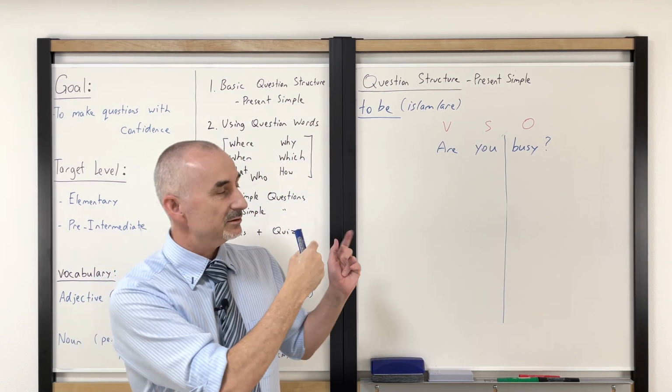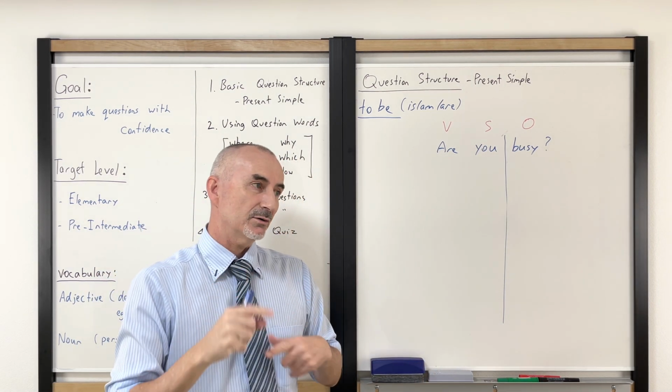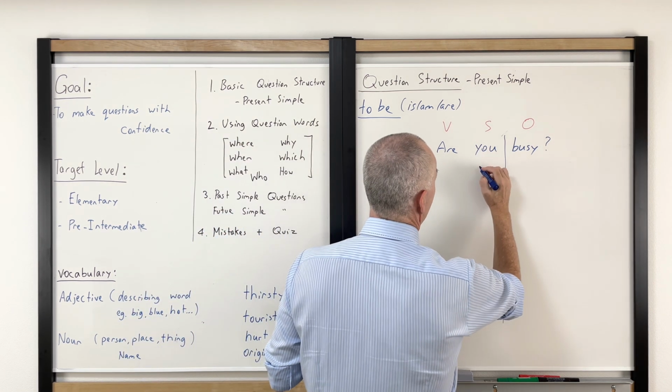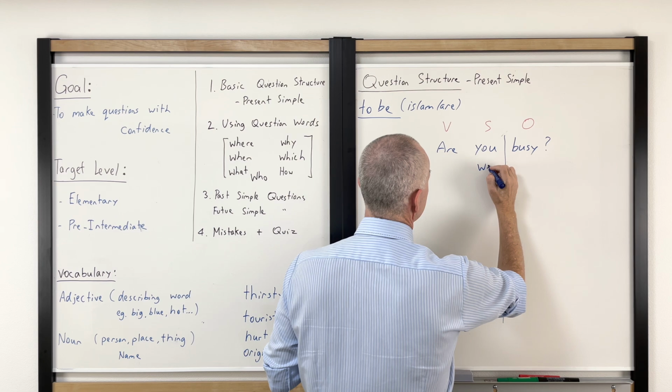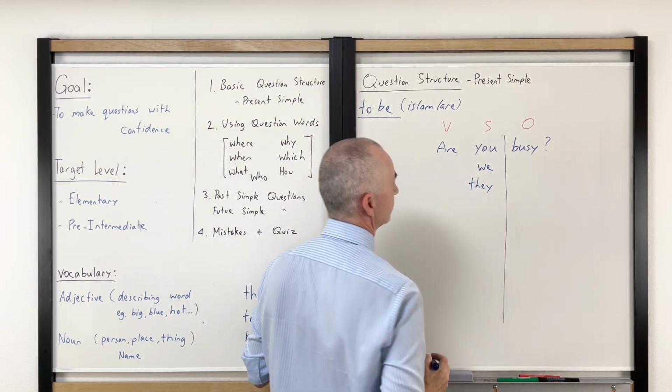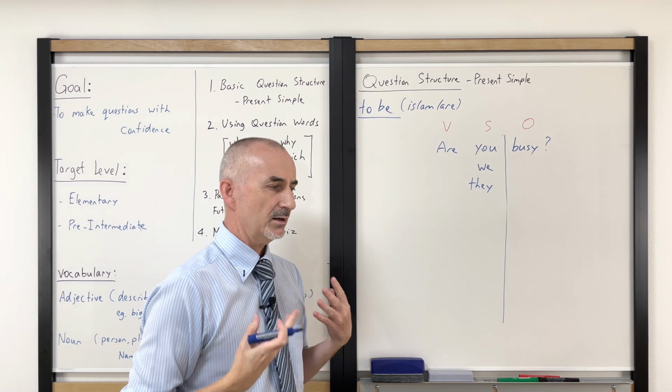Okay, we're back to "are you busy?" Let's conjugate the be verb. Okay, so we could say, are we busy? We could say, are they busy? We could say, are I busy?